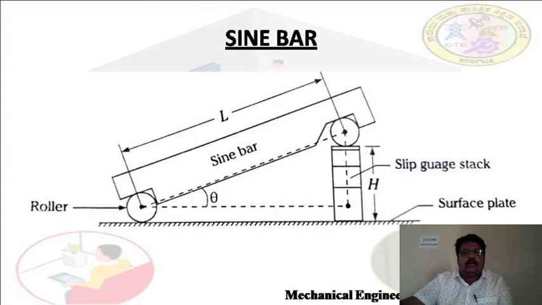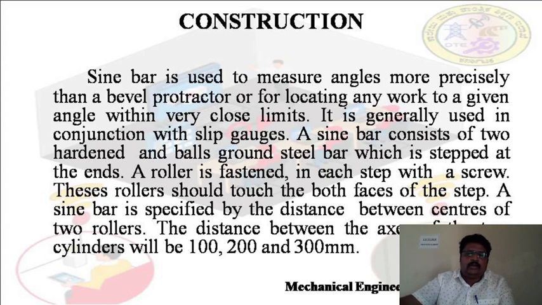Okay, so as you are visualizing the picture of a sine bar which shows different parts of a sine bar. Okay, and I'll let you know the construction part of the sine bar. So sine bar is used to measure angles more precisely than a bevel protractor or for locating any work to a given angle within close limits. It is generally used in conjunction with slip gauges.